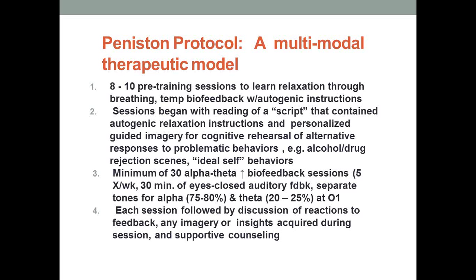8 to 10 pre-training sessions to learn relaxation through the breathing. Basically they did temperature biofeedback with autogenic instructions. Sessions began with the reading of a script that contained autogenic relaxation instructions and personalized guided imagery for cognitive rehearsal of alternative responses to problematic behaviors. They would have alcohol drug rejection screens, see ideal self, ideal behaviors, and then he would usually follow that up and end the script with a "just do it" phrase.